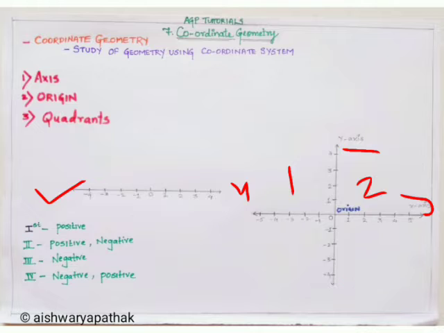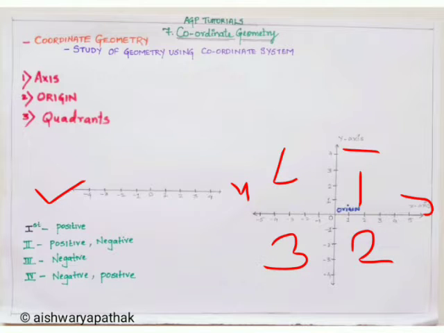Okay, so remember that. Here the first quadrant is this one. This is the second quadrant, this is the third quadrant, and this is the fourth quadrant. Here are the 4 quadrants. Start numbering clockwise. This is 1, 2, 3 and 4.